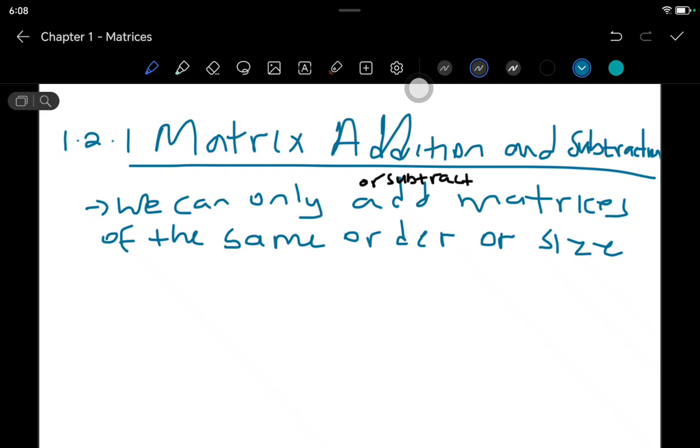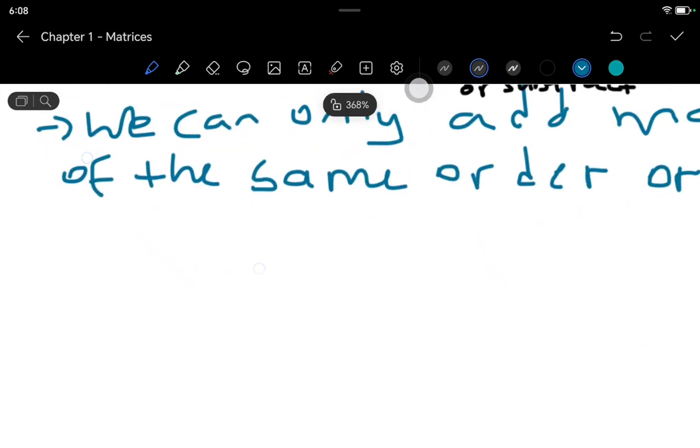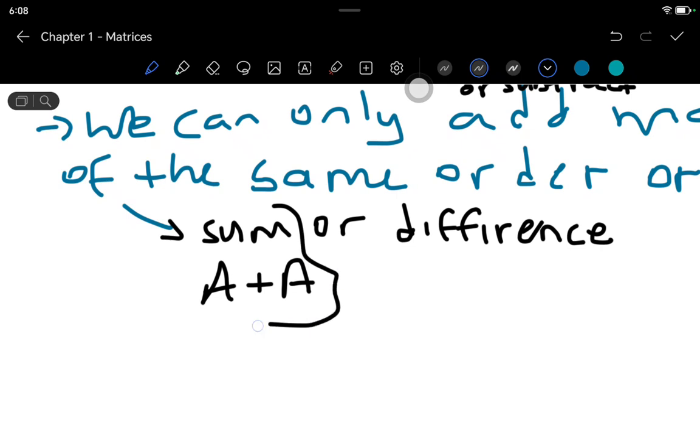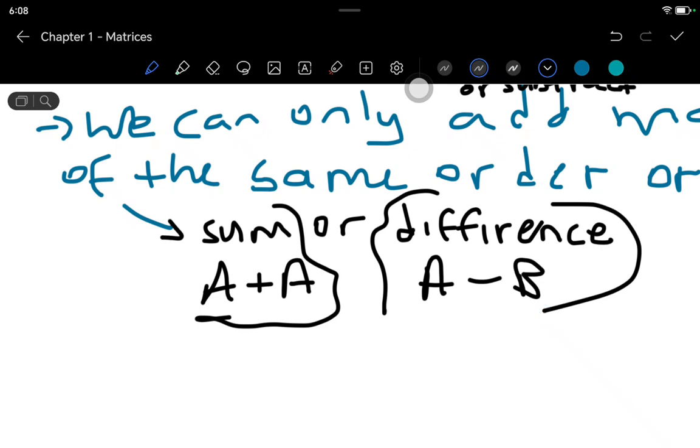We call this the sum or difference, right? We label this as the sum or difference. When we talk about the sum, if I'm adding two matrices, obviously we call it the sum, and if I'm subtracting two matrices, we call it the difference. So this is just the sum or the difference of two matrices.